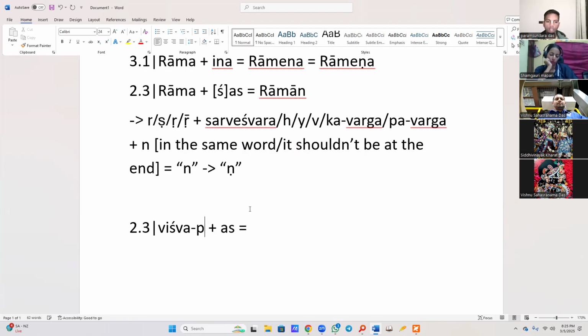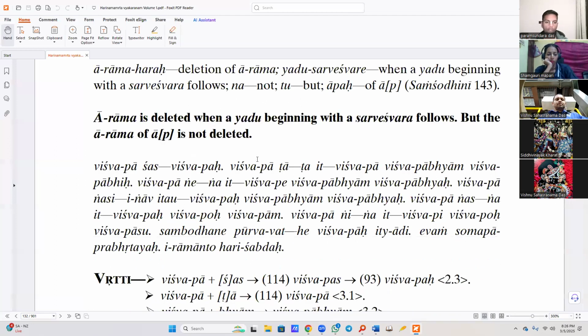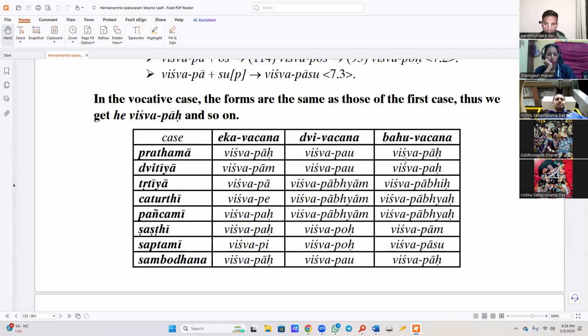So we delete this and we get Vishwa Pas and then Sararama or Vishnu Sarga Vishnu Padante. Vishwa Paha. Simple. That's all. Whenever we see a Yadu following beginning with Sarveshwara, we simply delete the A and we do the declension. Quite simple. So we get the table.